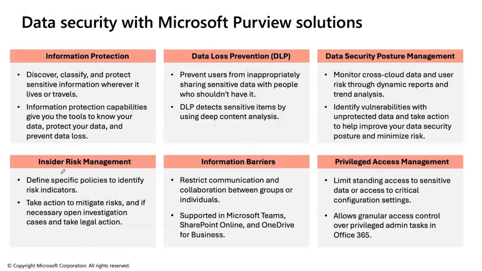Now, what we have in information barrier is basically to restrict the communication between different segments, different groups in your organization. So here we use this information barrier between Microsoft Teams, SharePoint Online, and OneDrive for Business. Why? Because this is not available for emails. In emails, we use transport rules or mail flow rules to restrict communication.